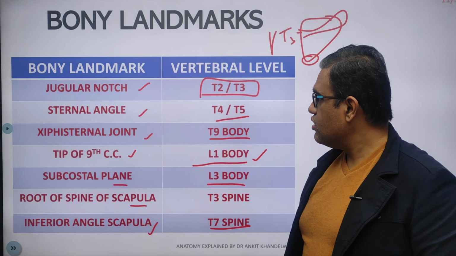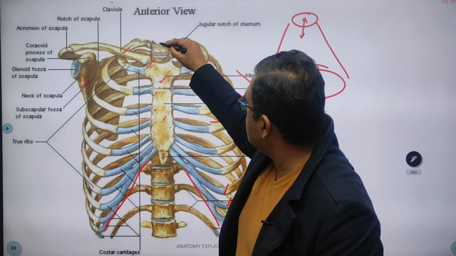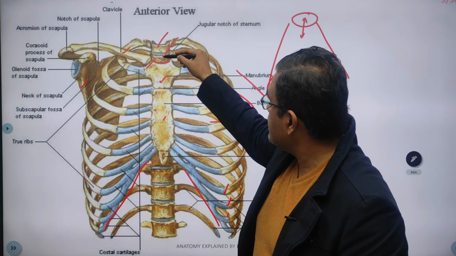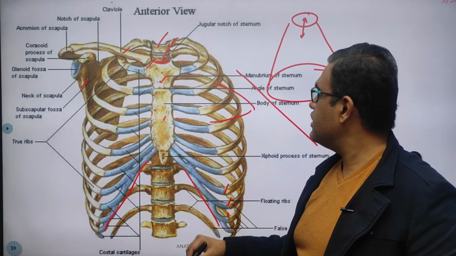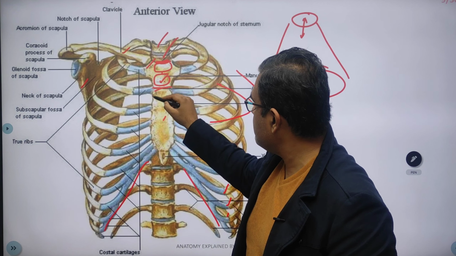We'll see them also. But let us move back to this figure just to show you a few things over here. This is the T1 vertebra, that is T2. Look at this, the jugular notch. It is lying at the T2-T3 junction posteriorly. Then T3 must be over here, T4 must be over here. The sternal angle is between T4 and T5.